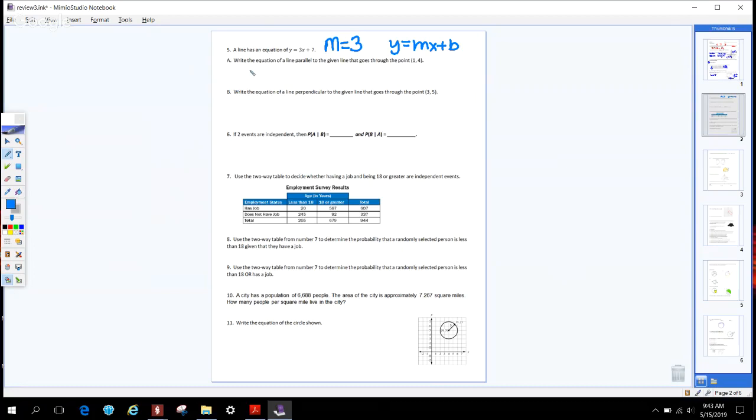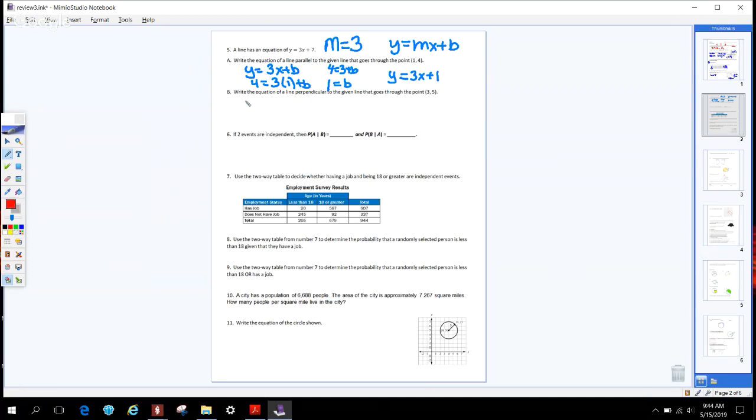Okay, so here what we're going to do is plug in. It wants parallel, so we'll put y equals 3x plus b. Substitute in. So we've got 4 equals 3 plus b, subtract 1, equals b. So our final answer for this one is y equals 3x plus 1.